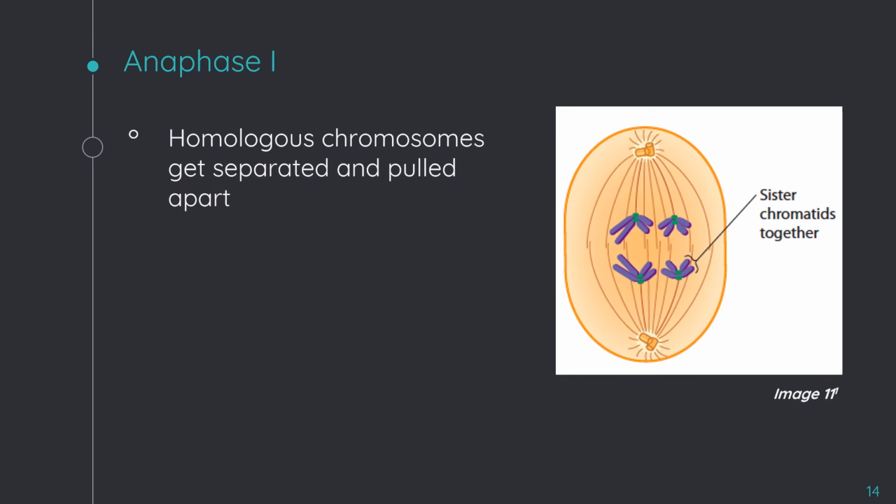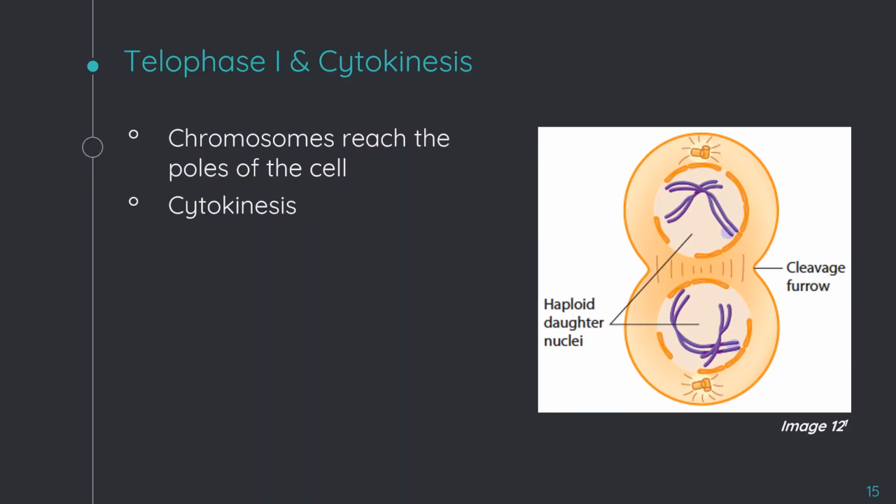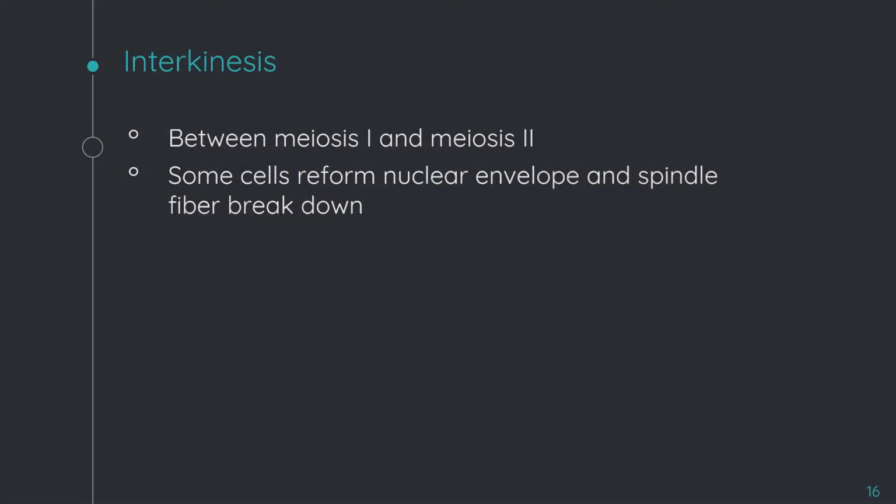Here we see anaphase I, in which homologous chromosomes get pulled apart towards the poles of the cell. Shown here, in telophase I, the chromosomes reach the poles of the cell. Cytokinesis will also occur. Interkinesis is the time between meiosis I and meiosis II, during which some cells reform the nuclear envelope and spindle fibers break down.